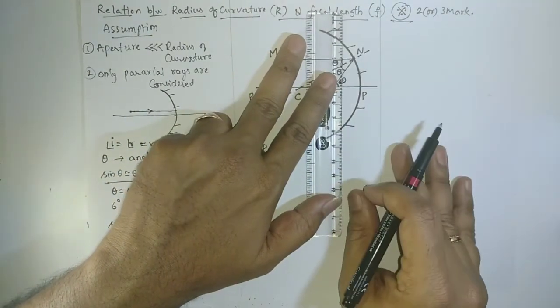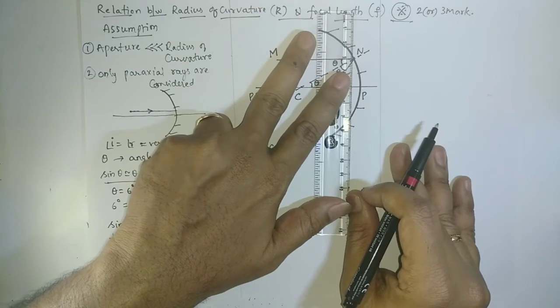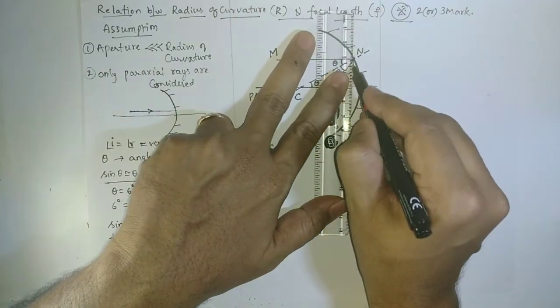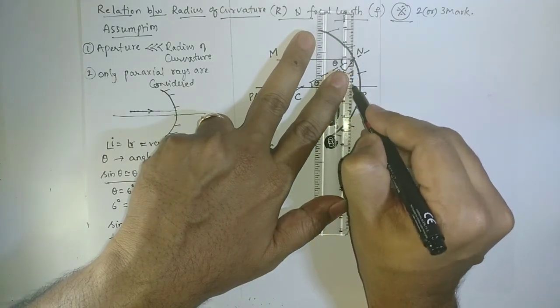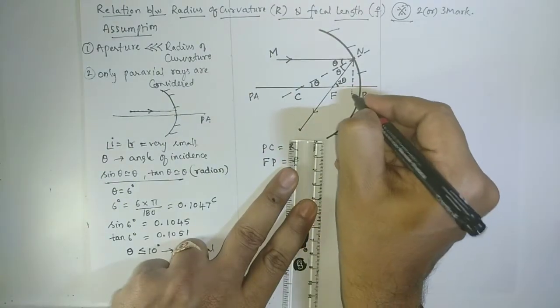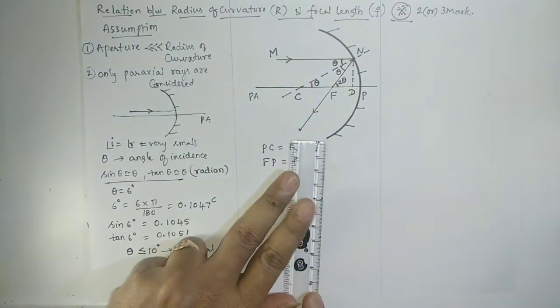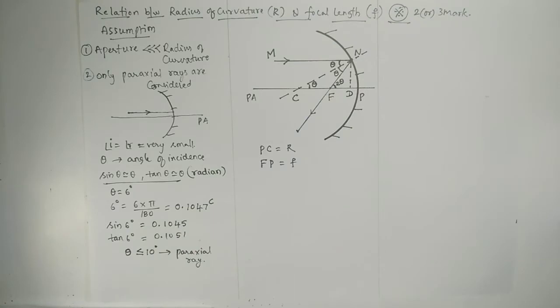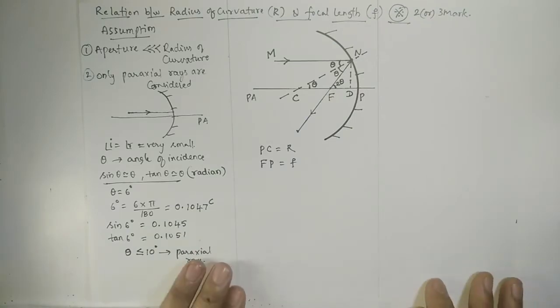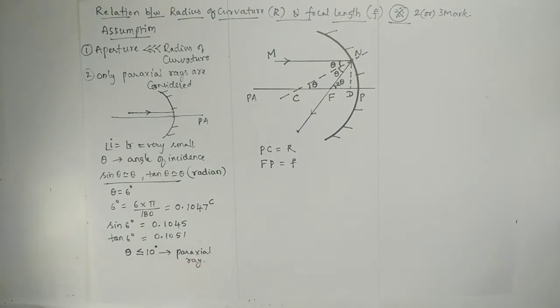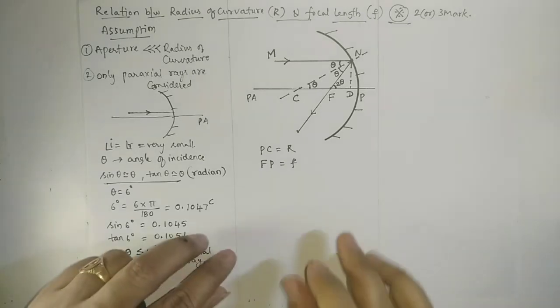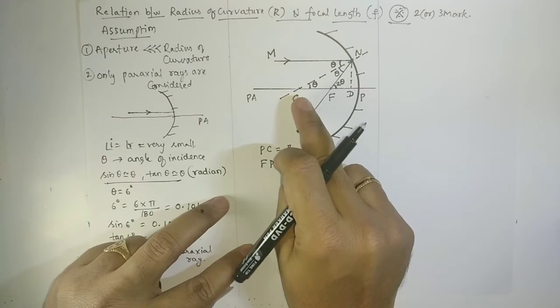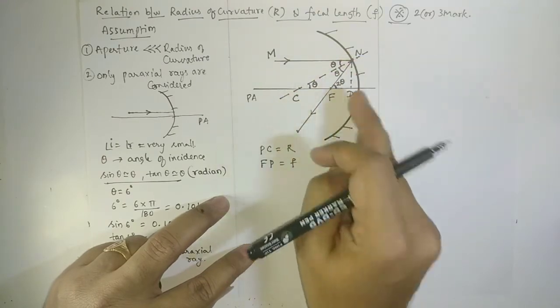Now, let us draw a perpendicular from the point N to the principal axis such that it meets at the point D. So now, using this, let's try to derive the relation among these two quantities. To start with, let us consider the triangle CND.